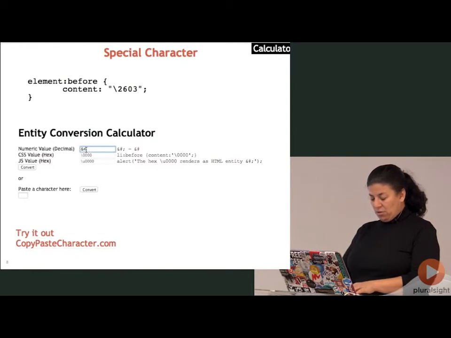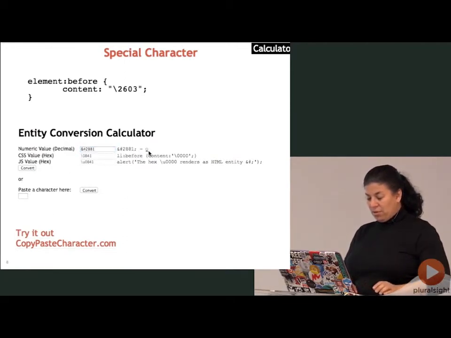What is it, 2811? You have to hit the other convert, the one below numeric value. Oh, that's why. Thank you, because I'm an idiot. Okay, that's why it's not working. 281 convert. There we go. That's an odd character. I don't know what that character is. Let's try it out.